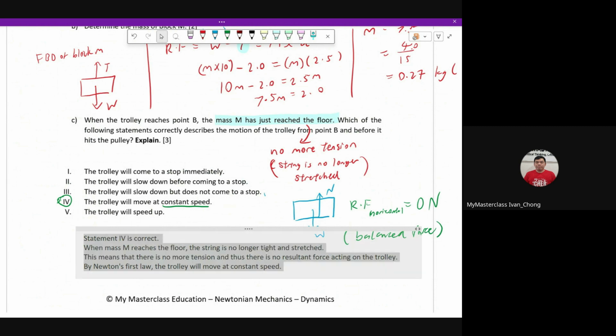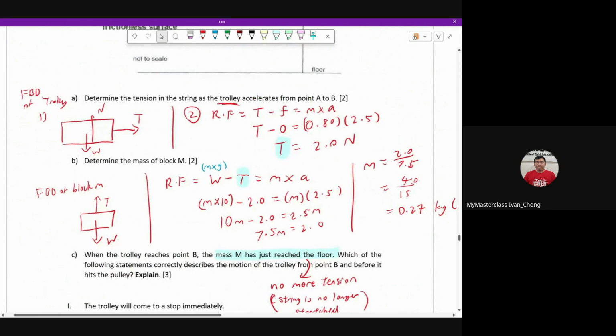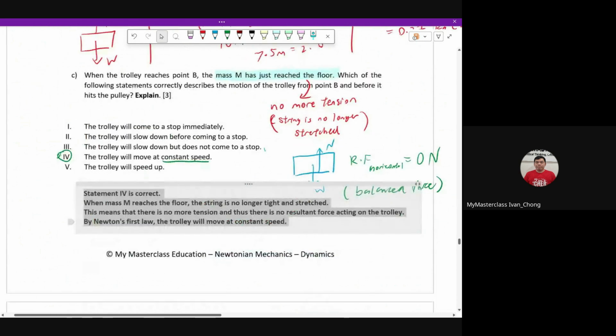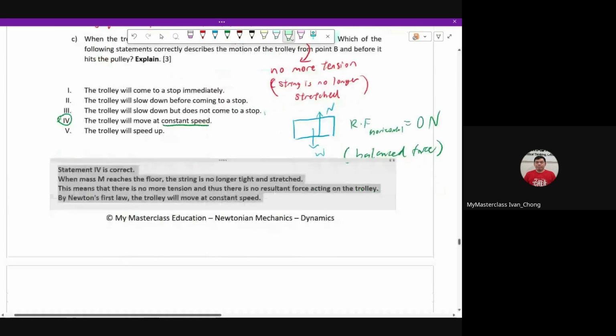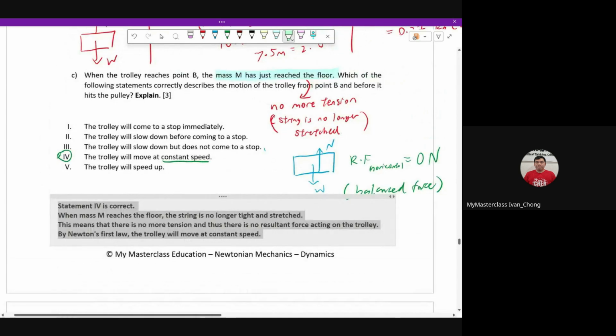Okay, so you can see all the relationships over here. First thing, because it's no longer tight and stretched, there's no more tension. And since there's no more tension, if you look at your formula, T minus F, right? Both of them are 0, so there's no more resultant force. And because there's no more resultant force, you will just move at constant speed. Alright, so that is the end for this video.